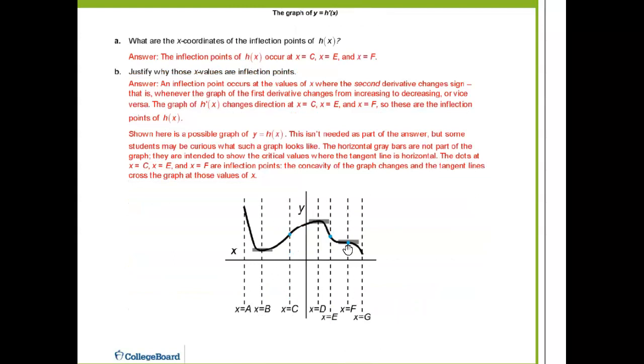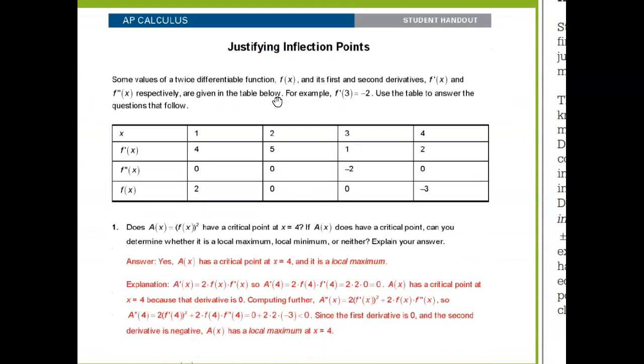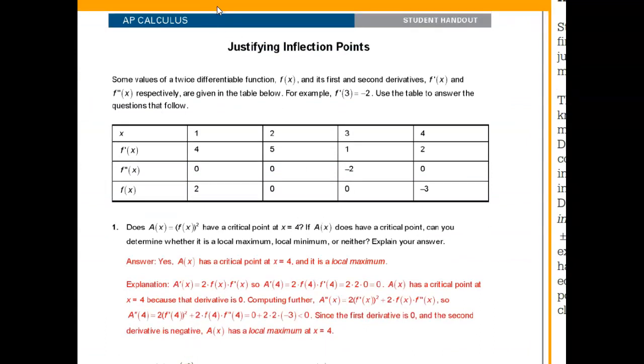They didn't ask you to do this by any means. This is a potential example of the original function. Again, potential. Okay. And then the last thing I had you look at was justifying.